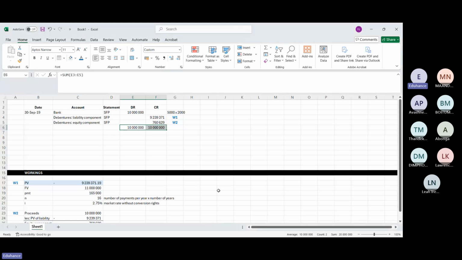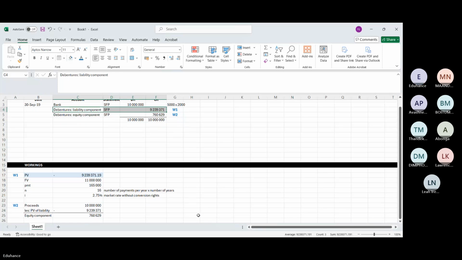So basically the principle over here is at initial recognition, we will get the cash amount. We will recognize based on fair value. The liability component is measured at fair value, but what's important is the rate we use is the market related rate, excluding the conversion. So that's important to take note. And then the balancing figure goes to equity.